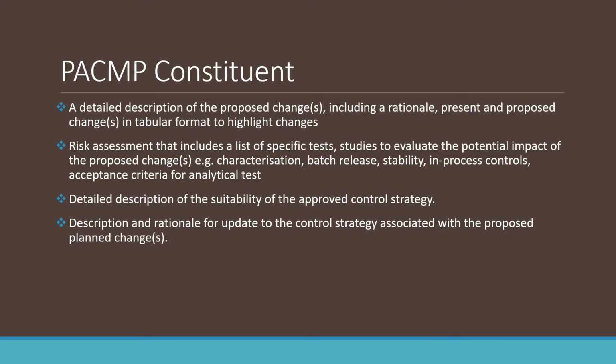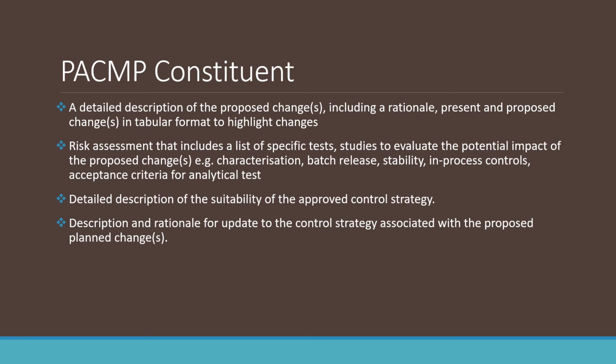Protocol constituents. A detailed description of the proposed change, including a rationale, present and proposed change in a tabular format to highlight the changes. Risk assessment that includes a list of specific tests and studies to evaluate the potential impact of the proposed change. For example, characterization, batch release, stability, in-process control, acceptance criteria for any analytical test that needs to be included. Detailed description of suitability of the approved control strategy.